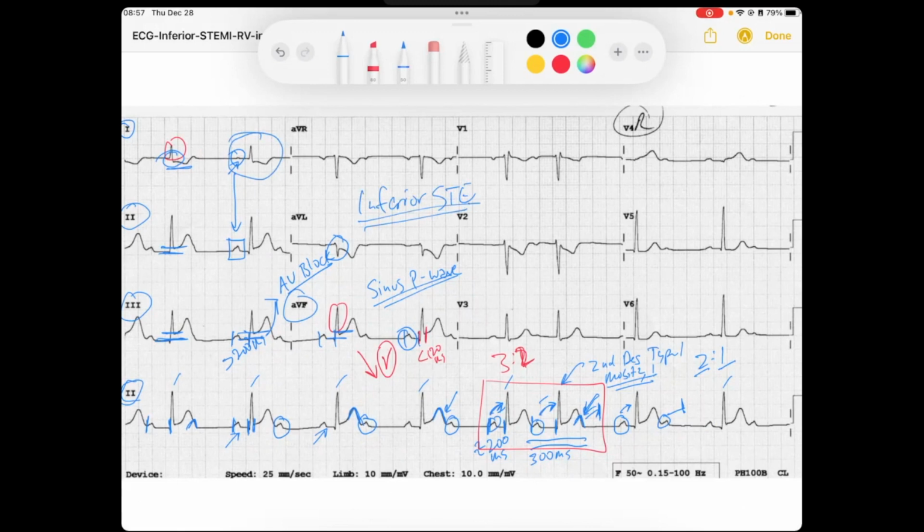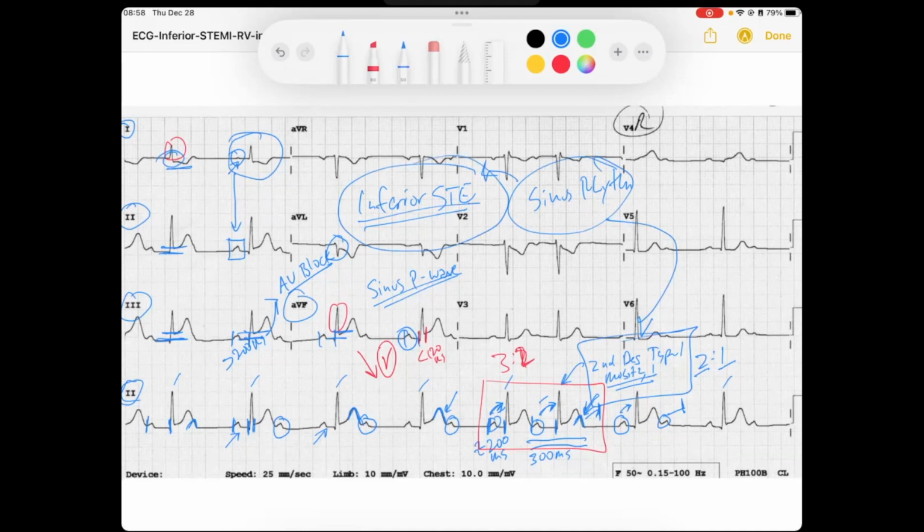And so that's our EKG evaluation. So this is a sinus rhythm with a second degree type 1 or Mobitz 1 AV block, as well as inferior ST elevation. And likely this person's AV block could be due to some of this ischemia.